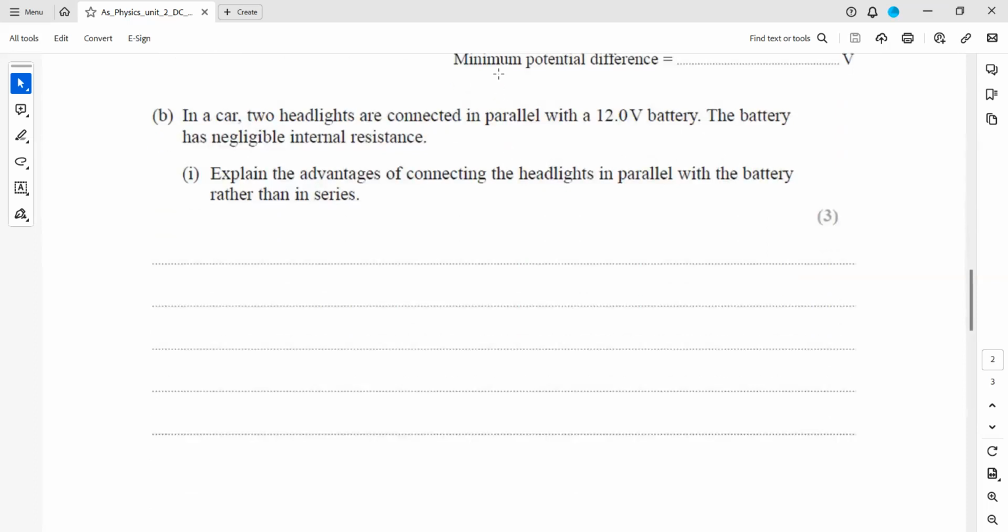In a car, two headlights are connected in parallel to a 12-volt battery. The battery has a negligible internal resistance. Explain the advantage of connecting the headlights in parallel with a battery rather than in series. So we have a 12-volt battery, and we connect these headlights in parallel.